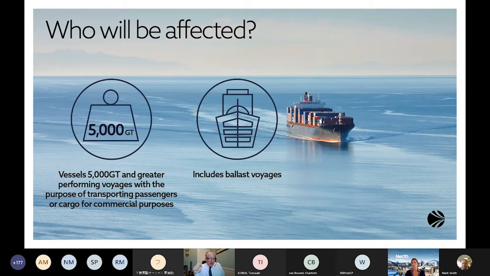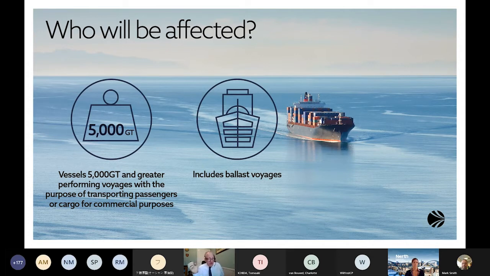So the scheme is going to apply to cargo vessels and passenger vessels that are 5,000 GT and over, same as the MRV. So vessels like dredgers, fishing vessels, offshore support vessels, where you don't work cargo or carry passengers, are going to be excluded. And this comprises emissions from your main engines, your auxiliary engines, and your boilers. And importantly, this includes ballast voyages and your time within an EU port.